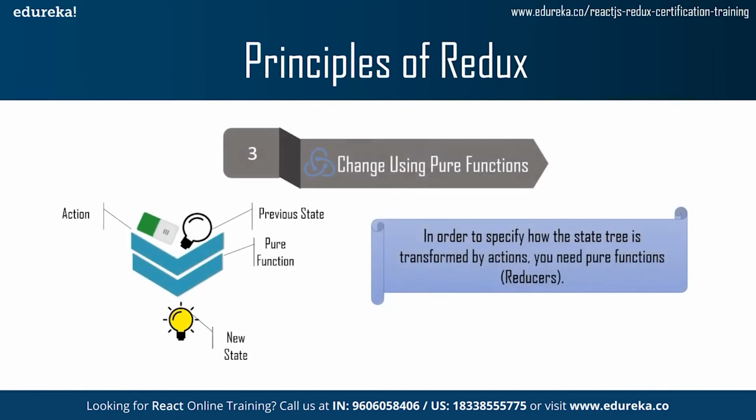Now, let's talk about the third principle, that is change using only pure functions. In Redux, pure functions are called reducers. The reducers are used to indicate how the state has been transformed by an action. The reducers, or pure functions, take two parameters as input, which are the previous state and the action. So when it takes the previous state, it gives us the new state. As you can see in the picture, the previous state is that the bulb was not on, and then it has been worked upon by the reducers, and then we get the new state, that is the bulb is on.